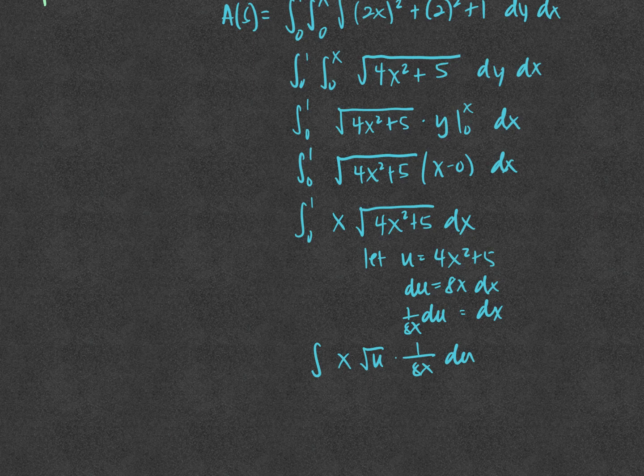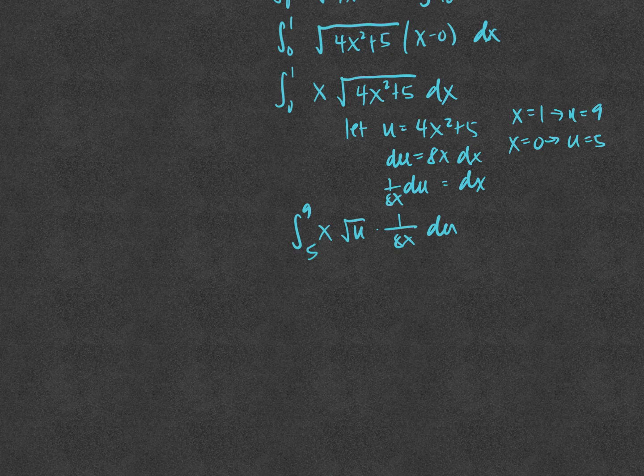And let's change our bounds. When x equals 1, u equals 1 times 4 is 4 plus 5 is 9. When x equals 0, u equals 5. So our bounds are now 5 to 9. And these x's are going to cancel. So we have the integral from 5 to 9 of u to the 1/2 du. I left off the 1/8. So let's put the 1/8 out front.